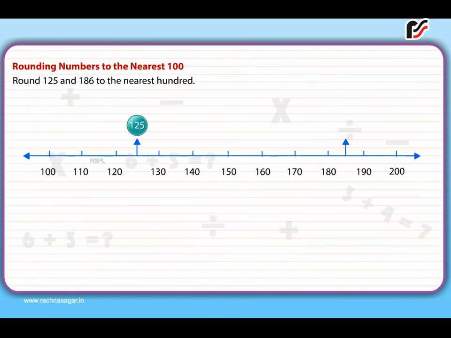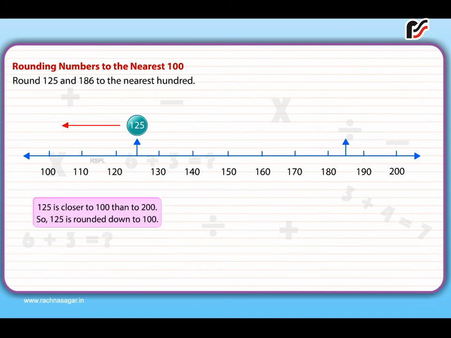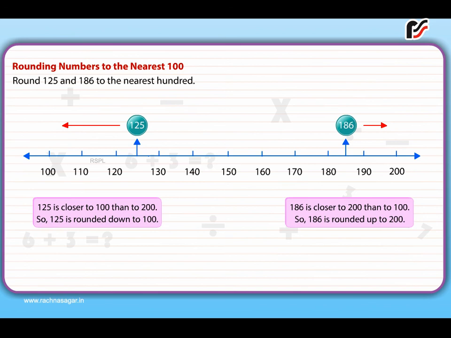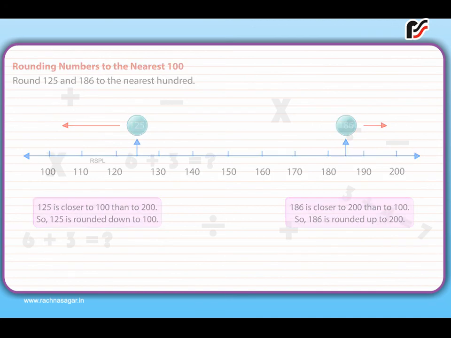Rounding numbers to the nearest 100. Round 125 and 186 to the nearest 100. 125 is closer to 100 than to 200. So, 125 is rounded down to 100. 186 is closer to 200 than 100. So, 186 is rounded up to 200.